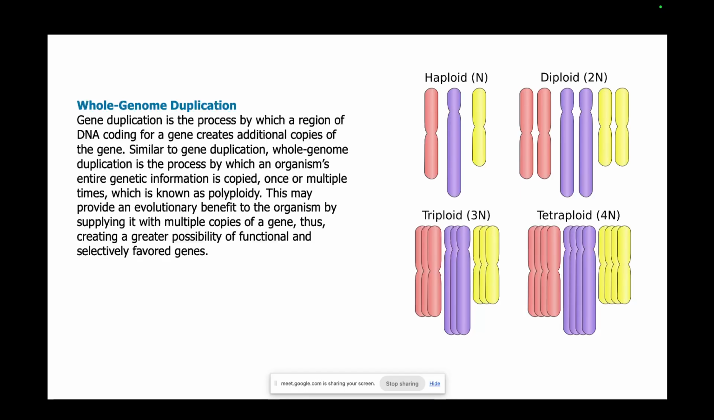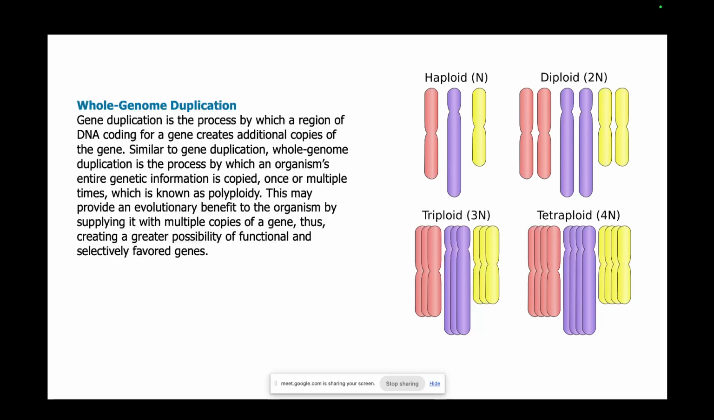molecule. So our reproductive cells, like the sperm cells and the egg cells, they contain haploid DNA content, but the rest of our somatic cells, other than the germ cells, contain diploid DNA or diploid chromosomes, which is 2N. Similar to gene duplication, whole genome duplication is a process by which an organism's entire genetic information is copied once or multiple times, which is known as polyploidy. So these are in modern cases, when we see polyploidy, it is generally associated with some disease.